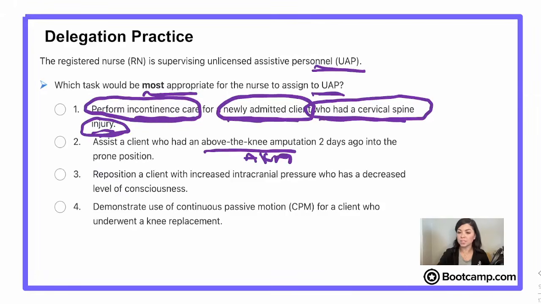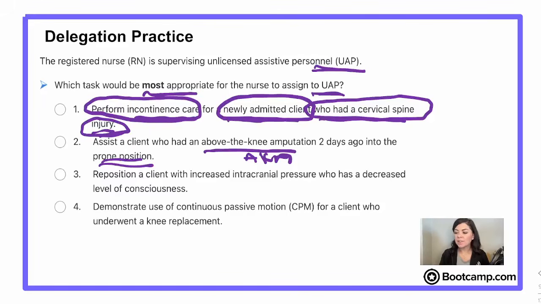Next one, assist a client who had an above-the-knee amputation, or AKA, 2 days ago into the prone position. What do you guys think? Would we want to delegate this to a UAP? Sorry, the chats are a little delayed. Yes. Okay, seeing quite a few yeses. And I do agree with you on this.